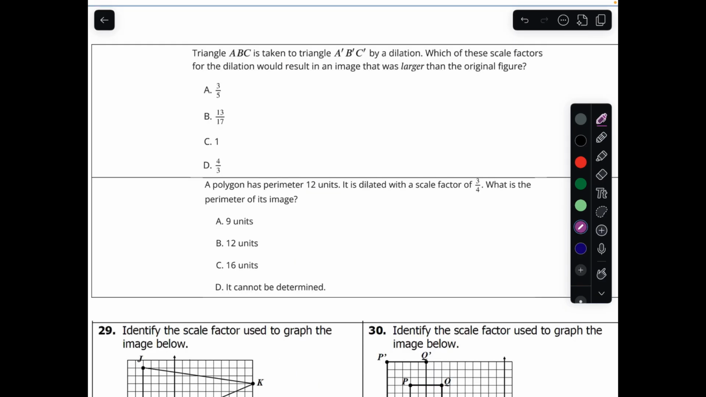On the back side of this page, we have to start off with these 2 multiple choice questions. The first one says triangle ABC is taken to triangle A prime B prime C prime by a dilation. Which of these scale factors for a dilation would result in an image that was larger than the original figure?